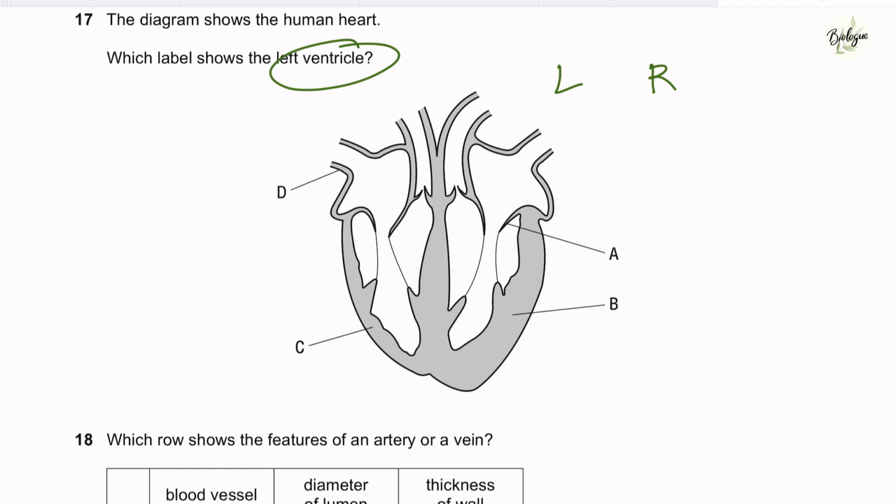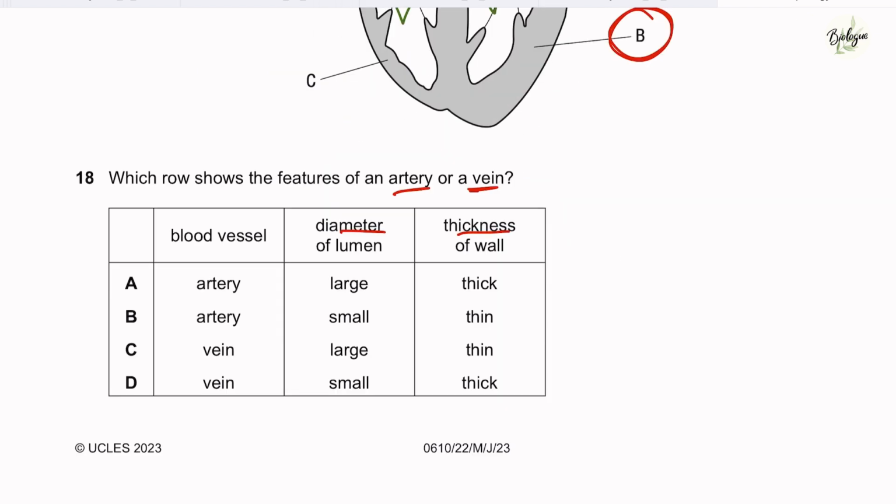But when you have the heart, it's like you're looking at it through a mirror. Let's say it's completely reflected, it's opposite. So now the right side is here, left side is here. So atrium, ventricle, atrium, ventricle. So in this case, the left ventricle should be B. So the answer is B. Alright, for question 18, which row shows features of an artery or a vein?